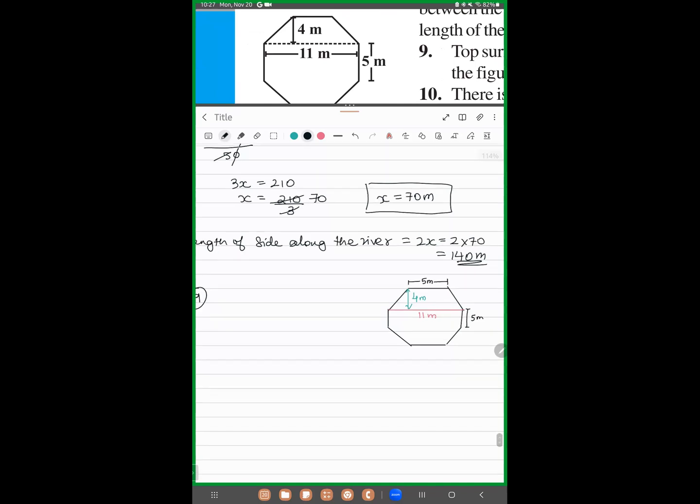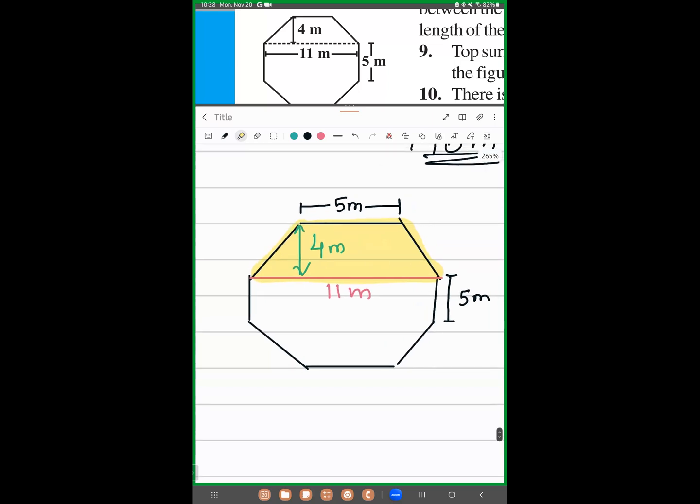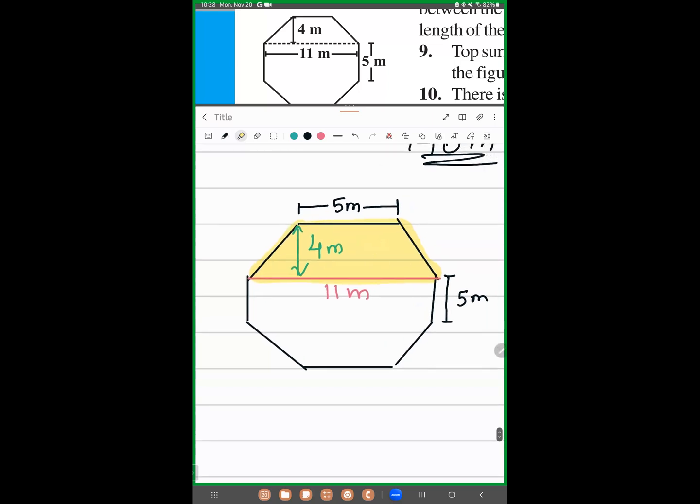So if you just take a look at this portion, what shape is this? Hiba, what shape is the yellow portion? It is a trapezium, right? And so if this pink portion is 11 meters, then from here to here it is also 11 meters.